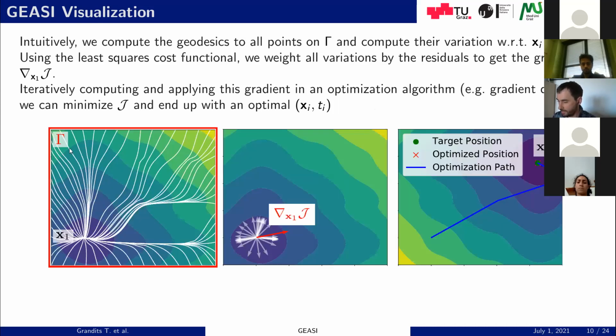And here again is a depiction of this algorithm. So you can see, for example, on the 2D domain, we have only measurements on the boundary. So we compute all the geodesics to x1. Then we get this weighted residual and the weighted gradient direction. And iteratively applying this, we can actually move our earliest activation sites to the optimal point that reproduces the activation that we measured on gamma.